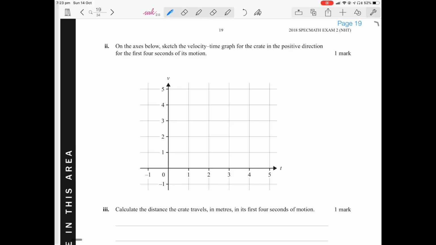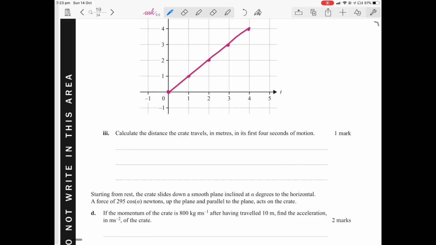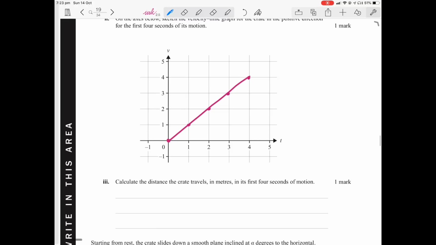Okay, on the axis below, sketch a velocity time graph for 4 seconds of its motion. So it's 0 and 1 meter per second, so 1, 2, 3, 4. So velocity time graph of the crate in the positive direction. Okay. Calculate the distance the crate travels in meters in its first 4 seconds of motion.